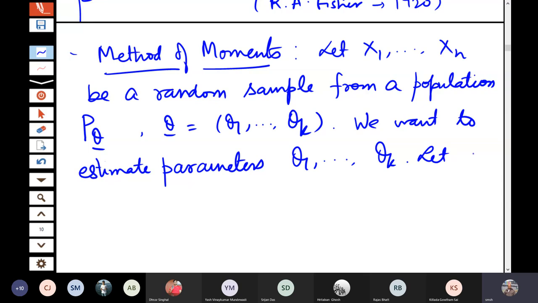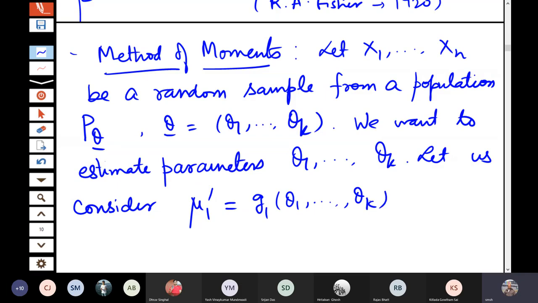So let us consider, say, the expectation, that is the first moment. What is the first moment? Mu1 prime. It will be some function of the parameters. For example, in a binomial distribution, the mean is np. The variance is npq, then the third moment, and so on.